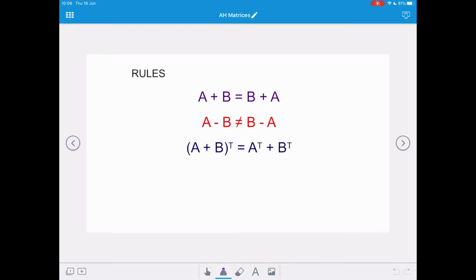So our rules of addition and subtraction are, due to the associative law, A plus B equals B plus A. However, A minus B does not equal B minus A because it matters which order you subtract, and the transpose of a sum is the sum of transposes.